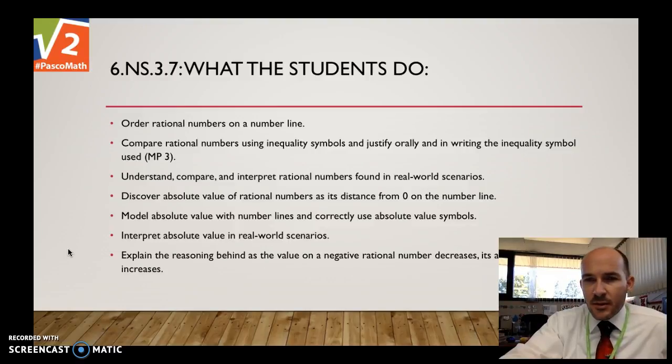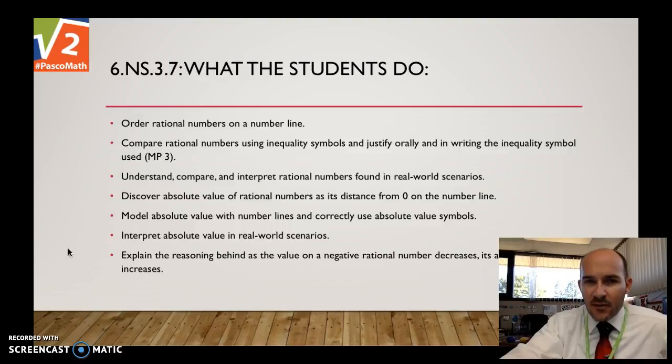So some things students should be doing. They need to order rational numbers on a number line. They need to be able to compare rational numbers using inequality symbols and justify orally or in writing the inequality symbol used. And so again, that's an opportunity for Math Practice 3, where we have them justifying orally or in writing. Understand, compare, and interpret rational numbers found in real-world scenarios.